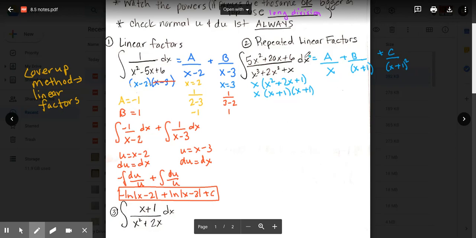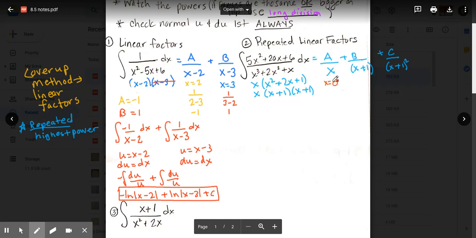And we can use the cover-up method for linear factors, but you have to watch out for repeated linear factors. For repeated linear factors, the cover-up method only helps you find the one with the highest power. Okay, the cover-up method only allows you to find the constant or the numerator of the highest power, and you'll see why in a second. Okay, so what x value makes the denominator go to 0 here? That would be x equals 0.